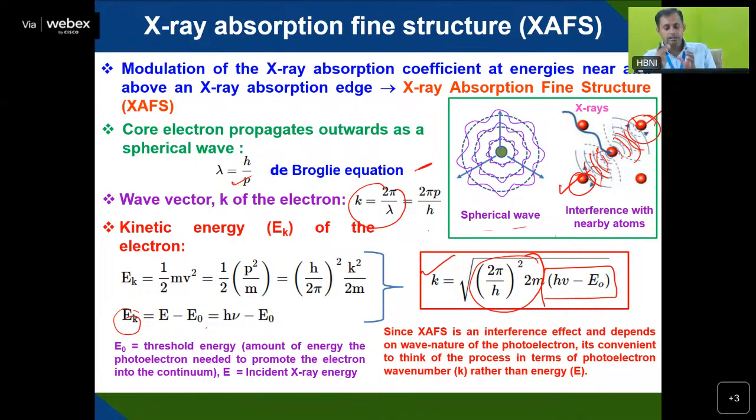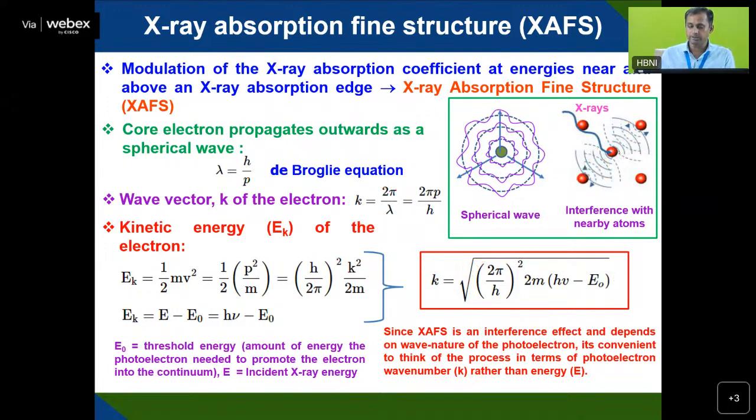Since EXAFS is an interference effect and depends on the wave nature of the photoelectrons, it is convenient to think of the process in terms of photoelectron wave vector rather than energy. In the earlier case, you generally talk about energy, but here, since it is an interference technique, an X-ray absorption technique, it deals mainly with the photoelectron wave vector rather than energy. So the wave vector is the most important parameter here, for how the interference is occurring.